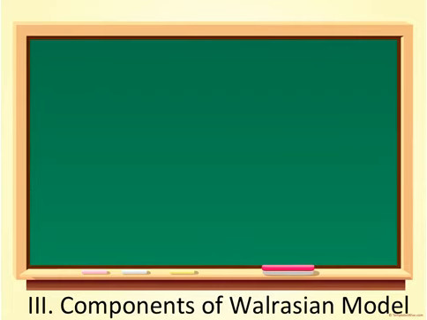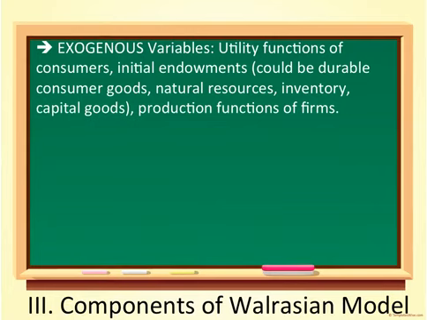Okay, so what are the components of the Walrasian model? We have what we might call exogenous variables. Think of an exoskeleton, like a skeleton that's outside. So exogenous variables are ones that are just coming from outside; they're just being given to the analyst, as it were. The person creating the model is just picking these things.